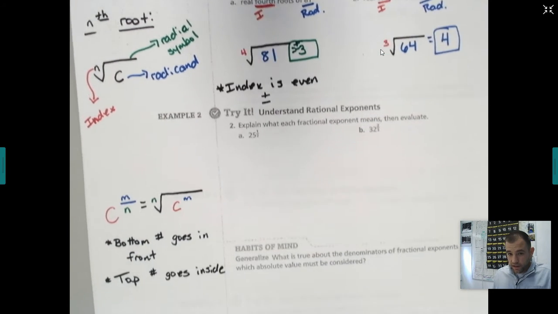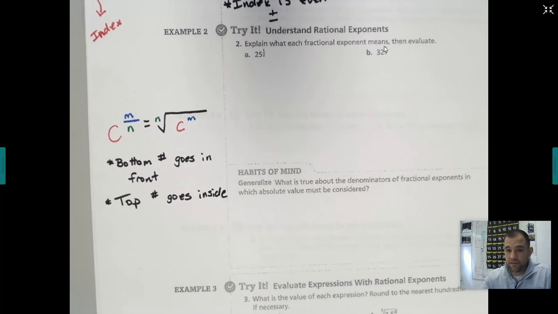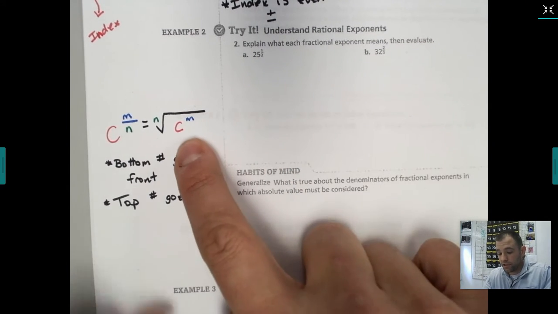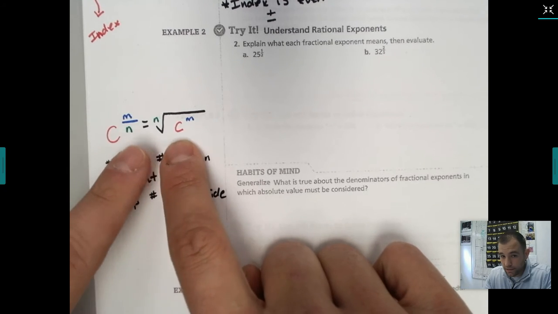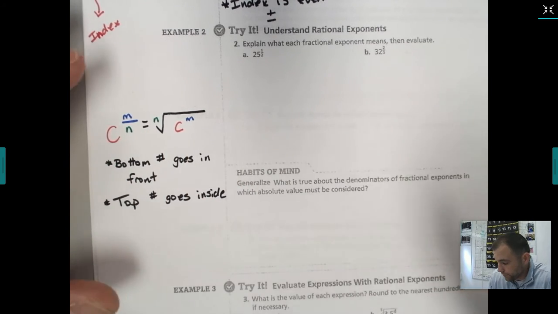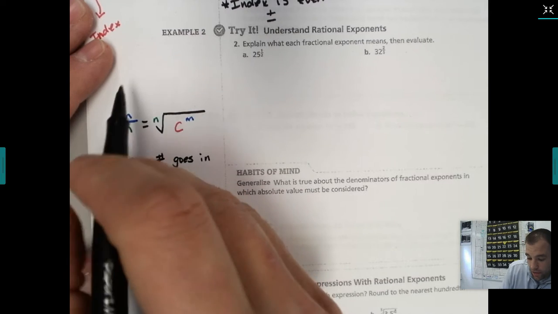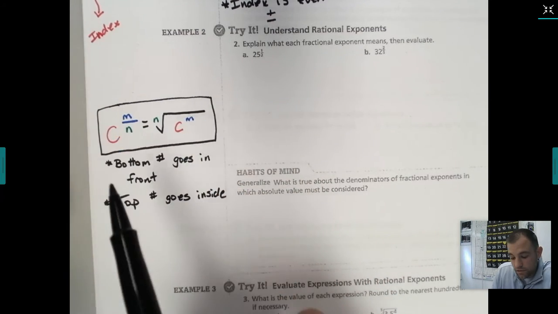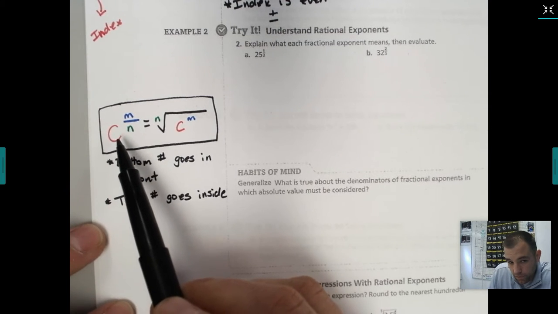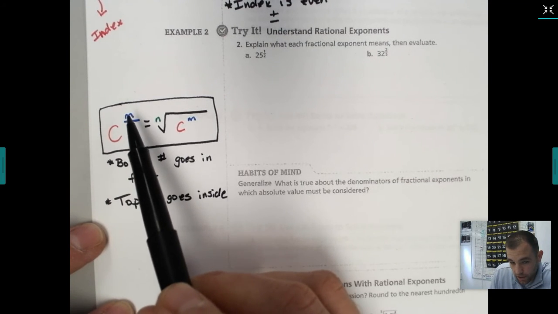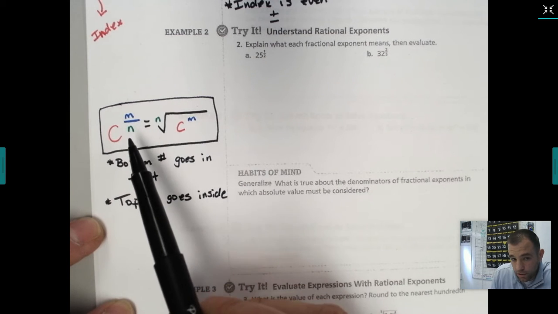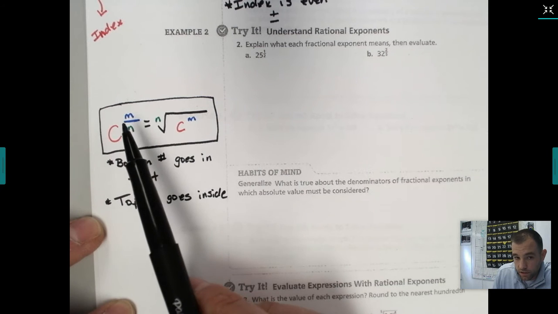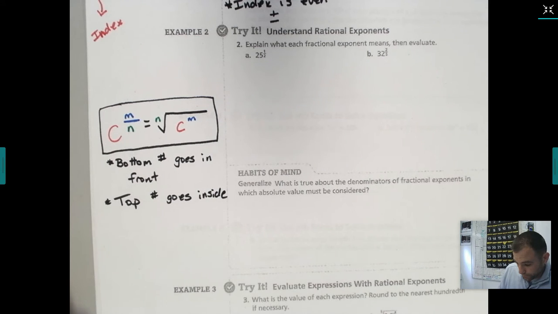Okay, the second question. Now it gave us a problem with a fraction exponent. But fraction exponents and radicals are basically the same thing. We can just rewrite them. Over here on the left, you'll see I've written down how we can translate from one to the other. C is just any number. Let's say you have a number raised to a fraction exponent. To turn that into a radical, the number on the bottom becomes the index, so it goes in front. The number on the top goes on the inside.